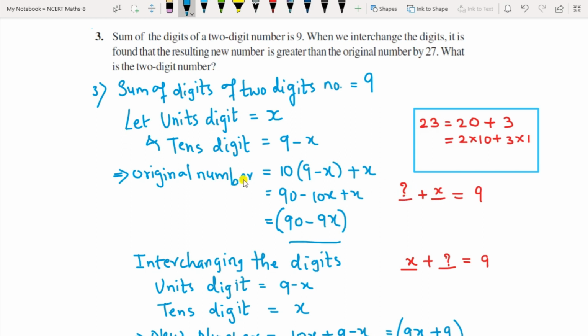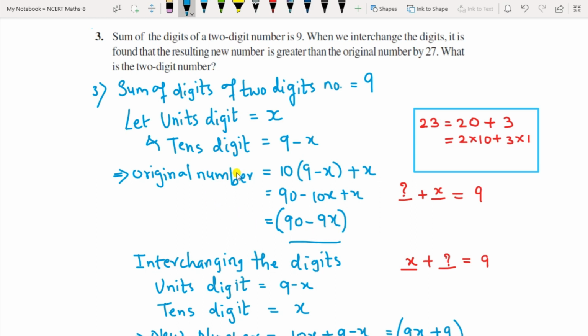Therefore the original number. So how to make the original number? Always multiply the units place with 1 and the tens place with 10. Okay, so that is how you have to write the original number. So multiplying the tens digit by 10, it becomes 10 into 9 minus x, and the units digit multiplied by 1, so you get x only, so plus x. Now solve this equation, multiply 10 inside the bracket and do the addition and subtraction of the like terms. You get the equation as 90 minus 9x. That is the original number.